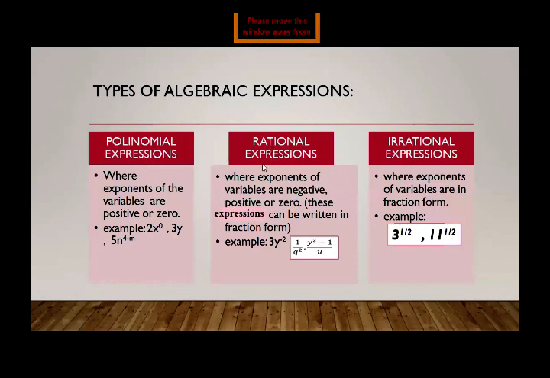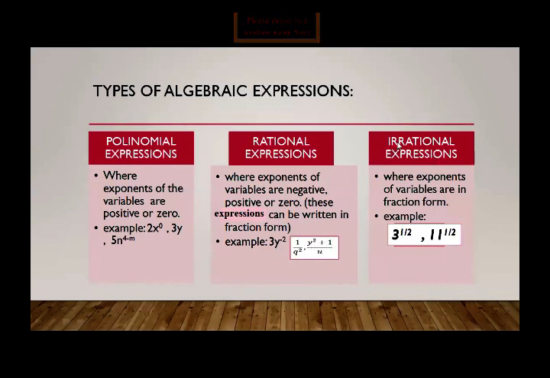Second is rational expression, where exponents of variables are negative, positive or zero. These expressions can be written in fraction form. Means if they are negative exponents, we can write them in fraction form. The example is 3y raised to power minus 2. This can be written as 3 upon y square. Another example is 1 over q square. The third example is y square plus 1 divided by u.